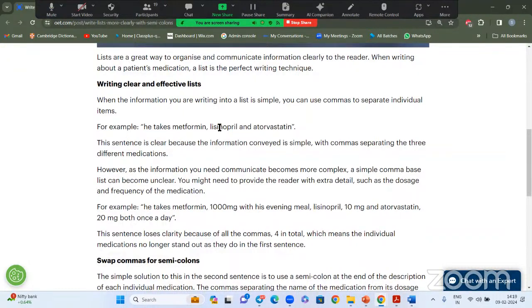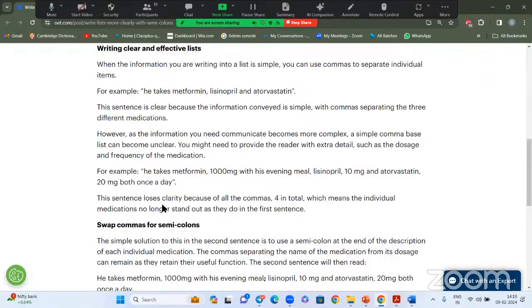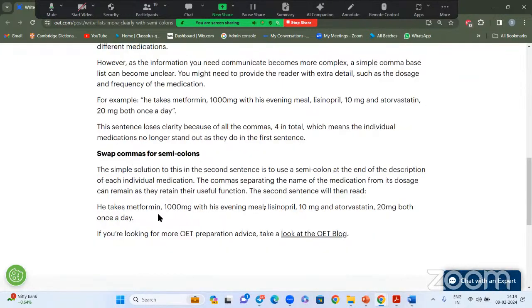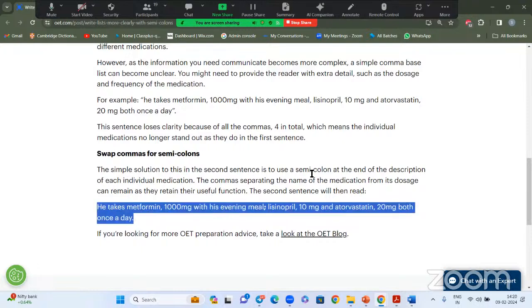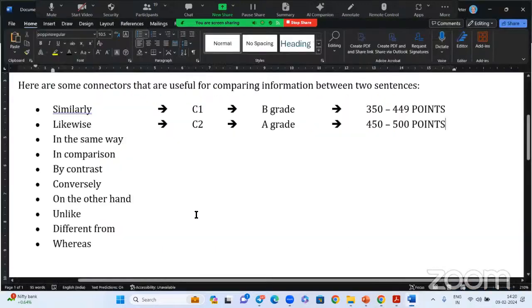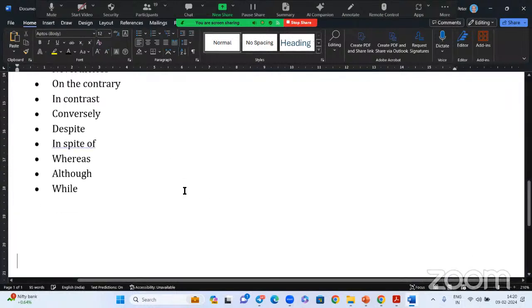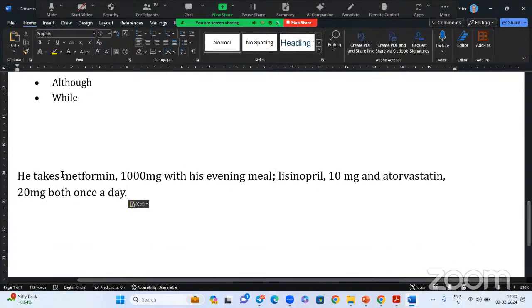He takes metformin, lisinopril, and atorvastatin. This is commas. Okay. Now swap commas for semicolons. Now you are putting semicolons here. See here how it is. So this is called listing things.